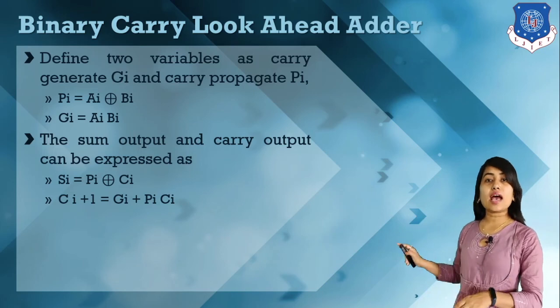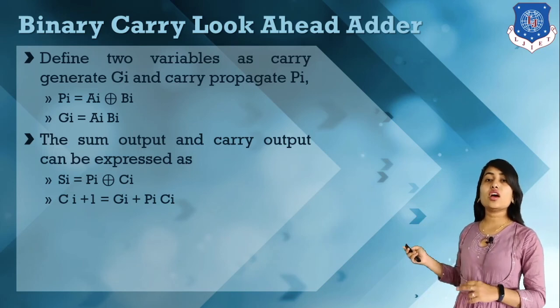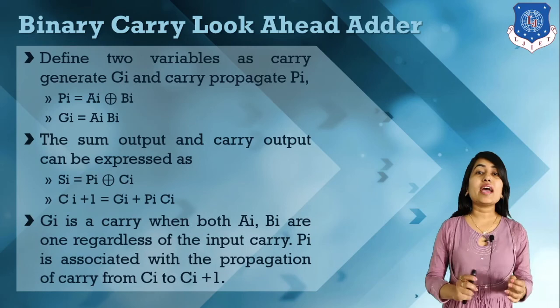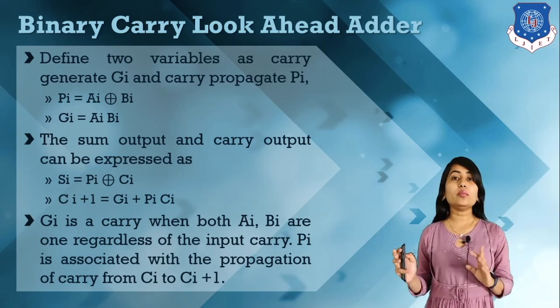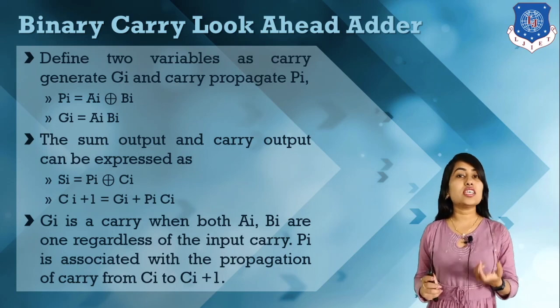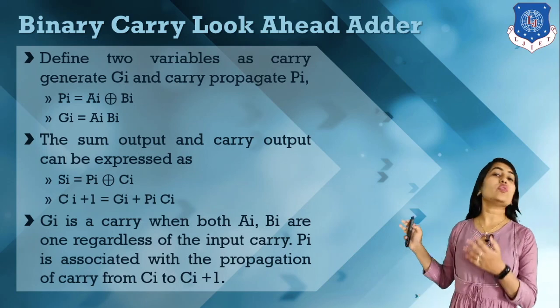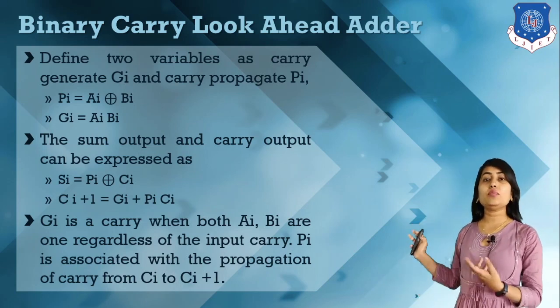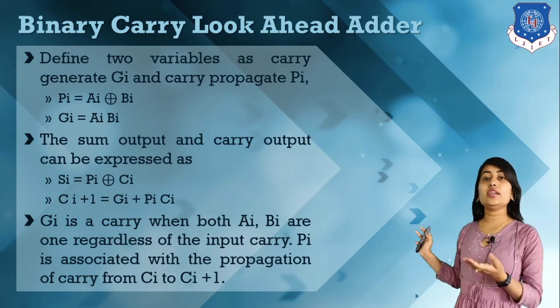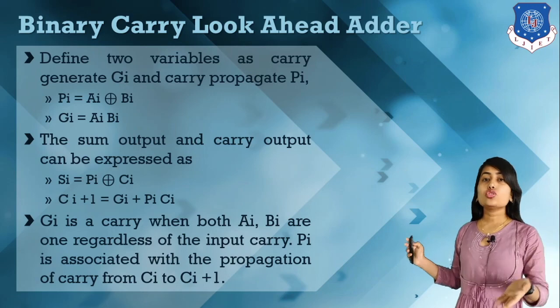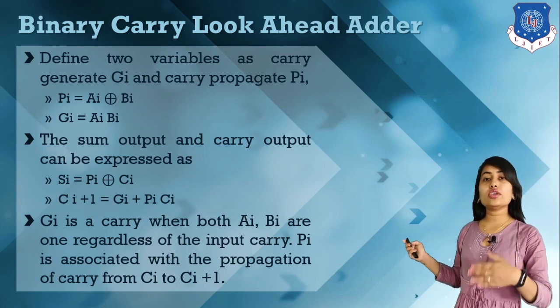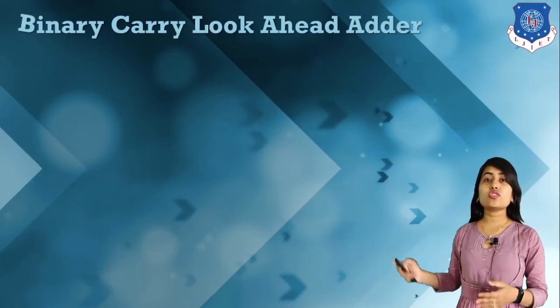Okay, Gi plus Pi into Ci. Here Pi and Gi are basically the carry propagate and carry generate parameters. Using these sum and carry equations, we can calculate a carry previously, which otherwise depends on a previous stage. So how can we find that out? Here we have this equation for carry.